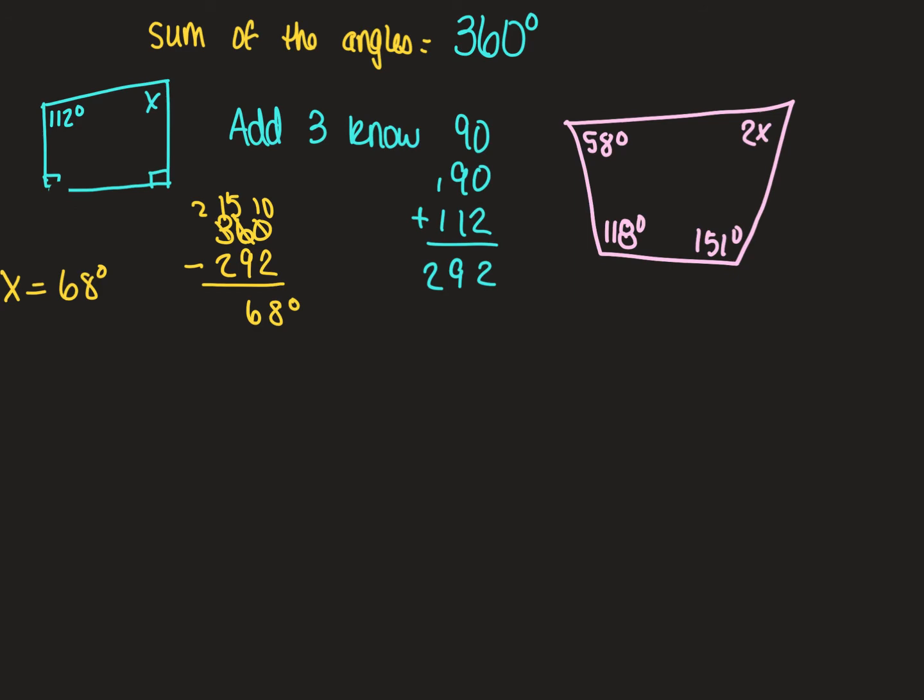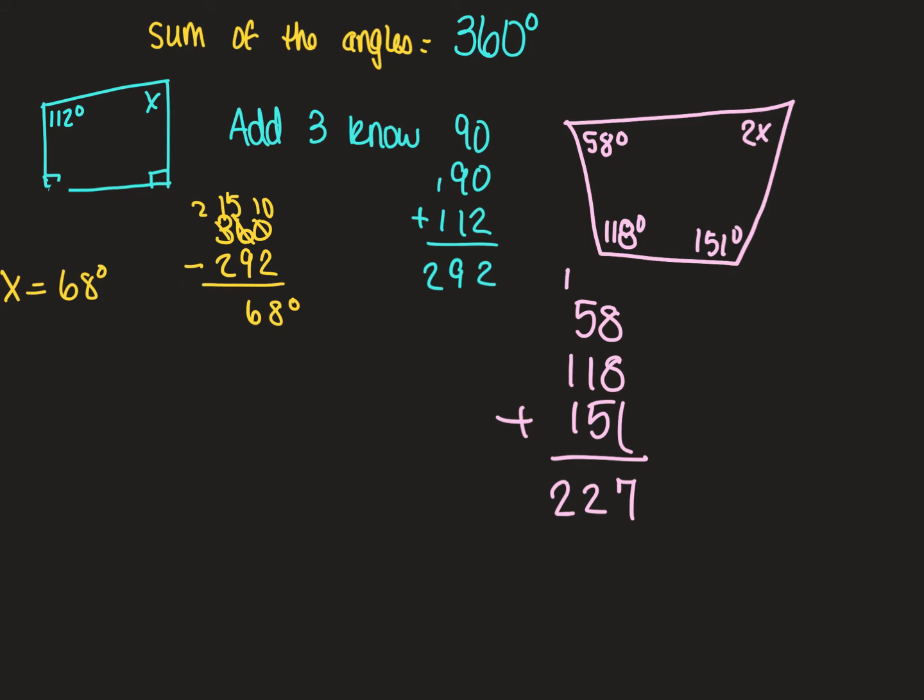All right, let's get a little fancier. Look at this pink guy. He has a 2x instead of just having an x. But that's no problem. We're going to add up the 3 that we know, 58, 118, and 151, and we get 227.